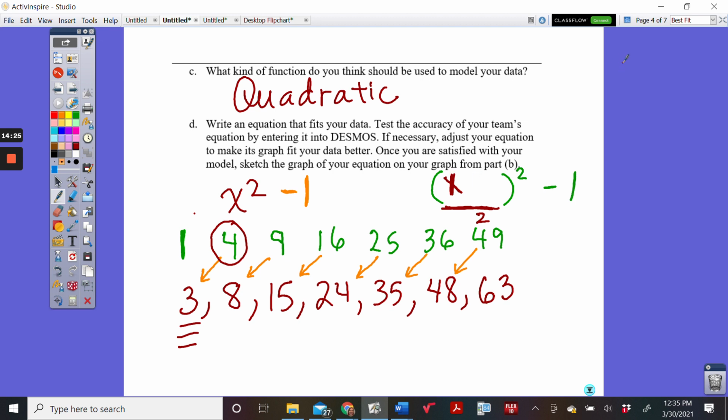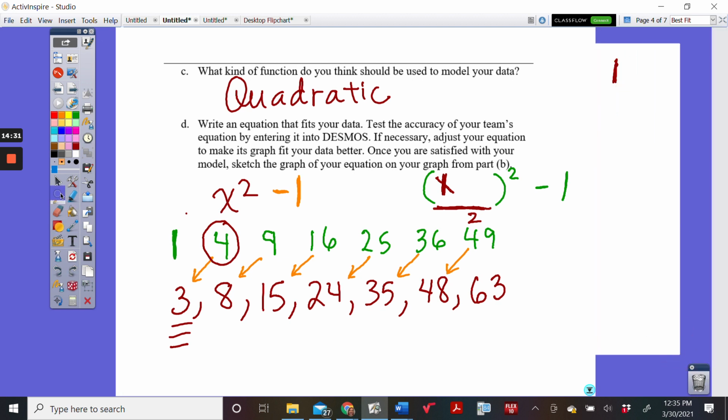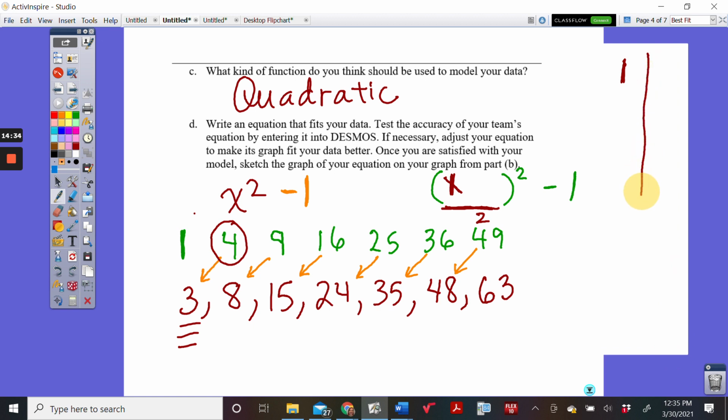Let me do that over here. So when I plug 1 in, when my input is 1, 3 is my output. When my input is 2, 8 is my output. When my input is 3, 15 is my output.